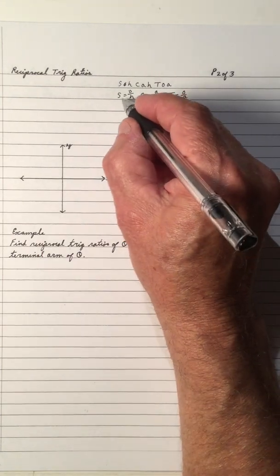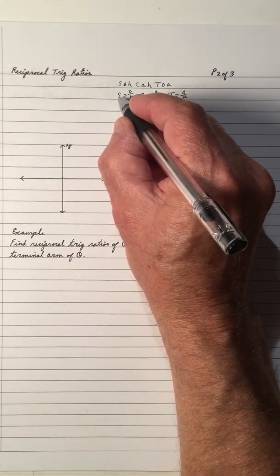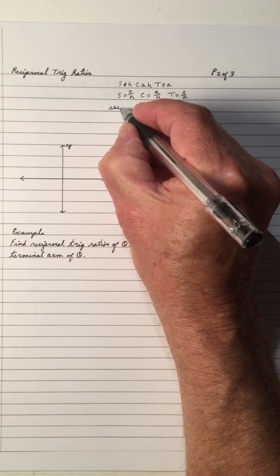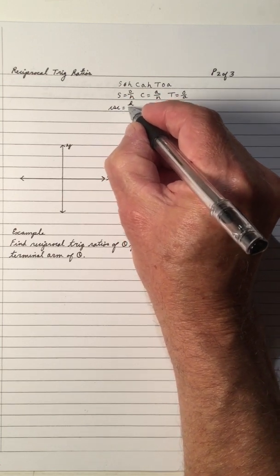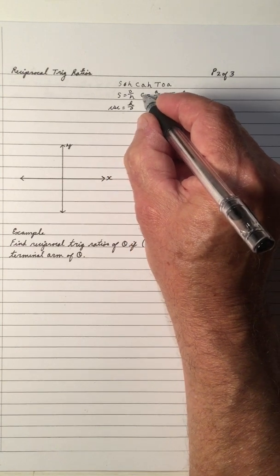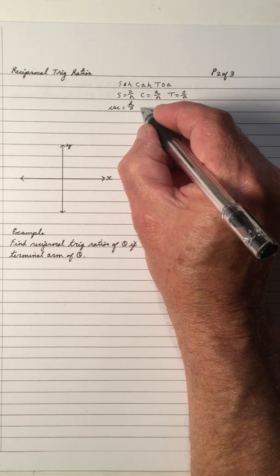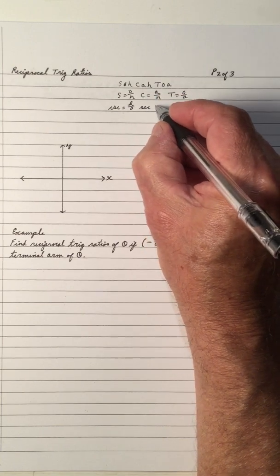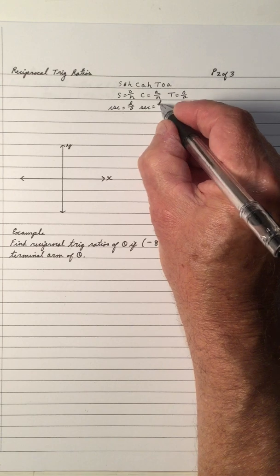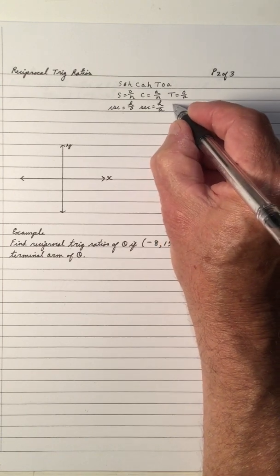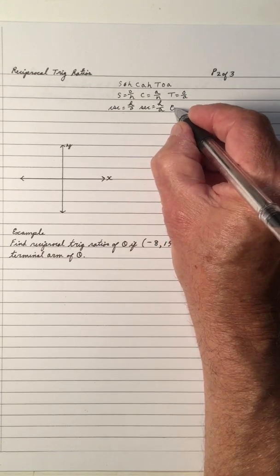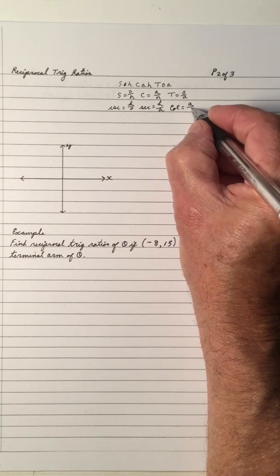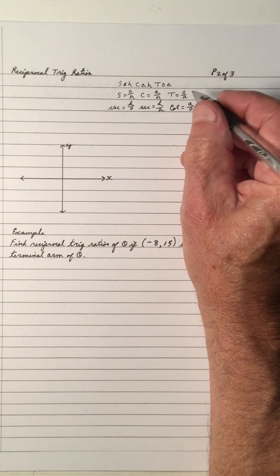And related to that, also are the reciprocal ratios. Sine begins with S, so cosecant, CSC, is hypotenuse over opposite. And cos, COS, begins with C, so its reciprocal is secant, SEC, is hypotenuse over adjacent. And the reciprocal of tan is cot, COT, is adjacent over opposite. Notice they're flipped upside down.